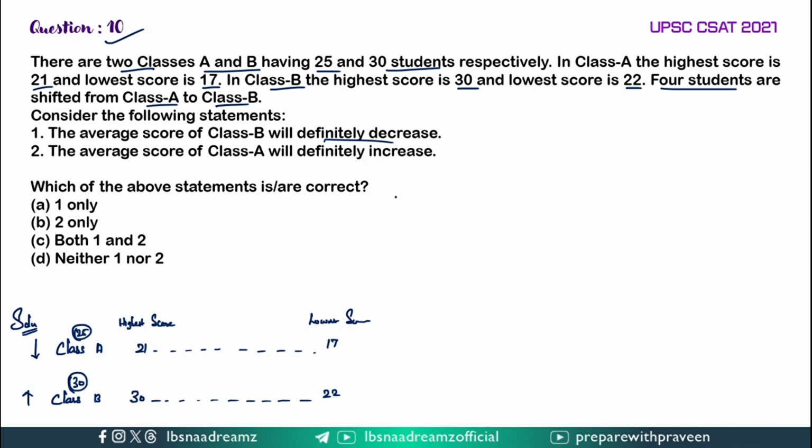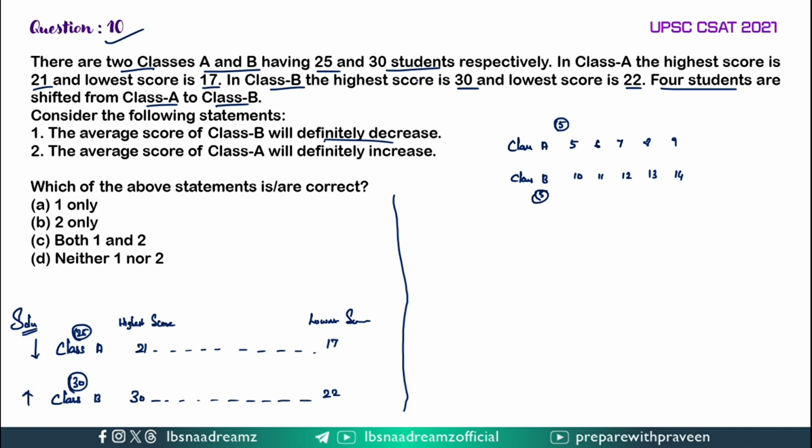So let us take one example. In class A, let us take there are 5 students, right? Their scores are 5, 6, 7, 8 and 9. In class B also, there are 5 students and their scores are 10, 11, 12, 13 and 14. See, this is just an example to explain this question.